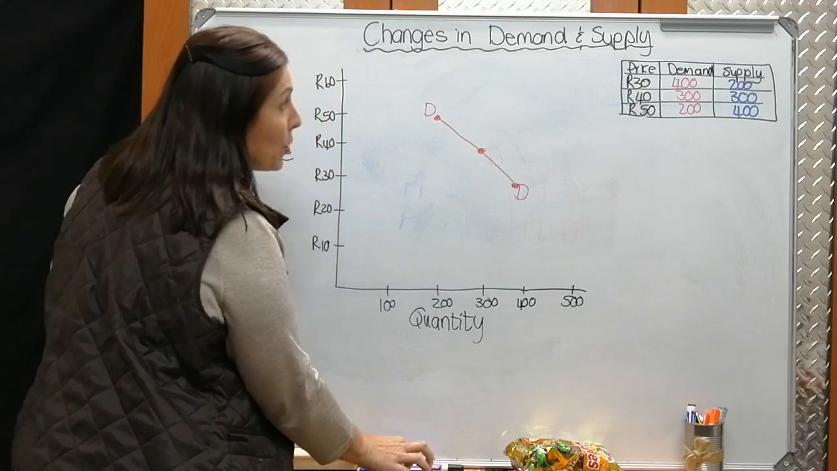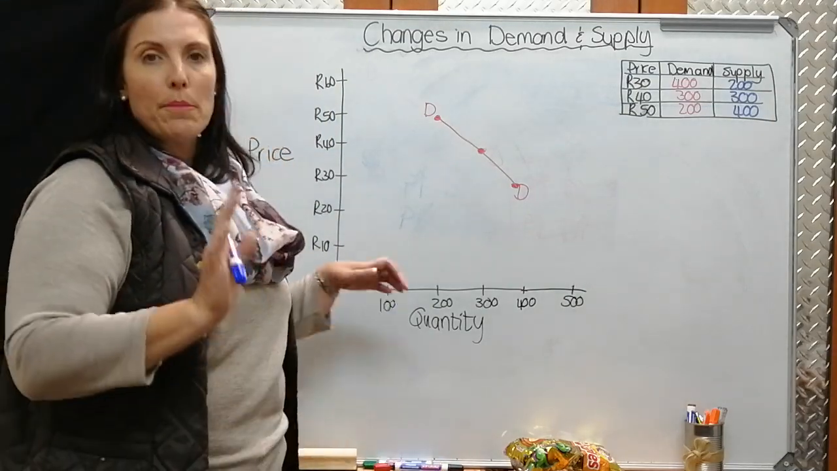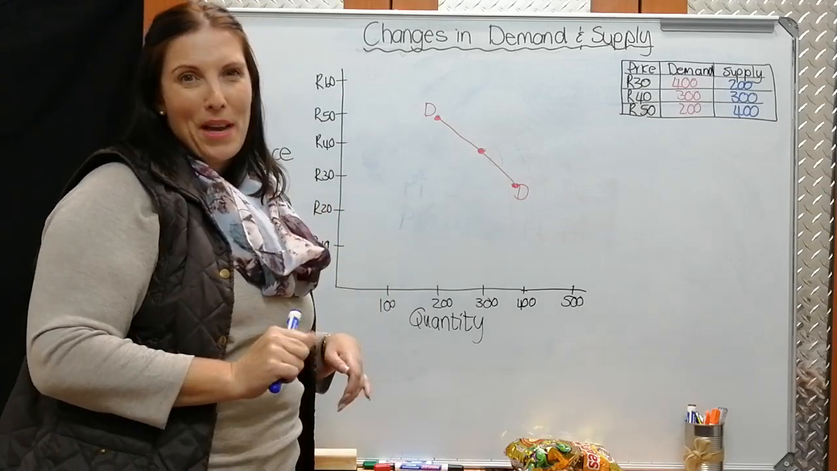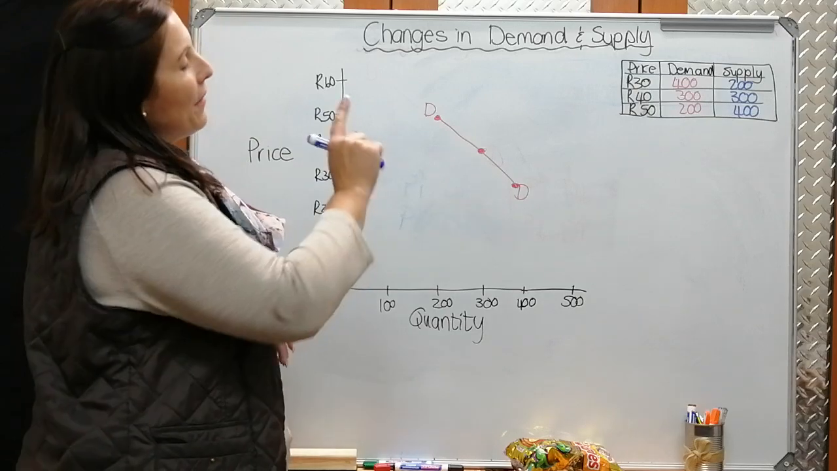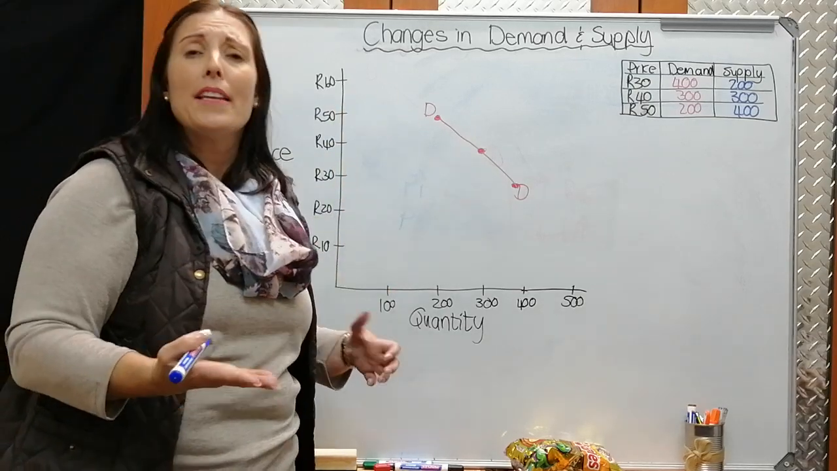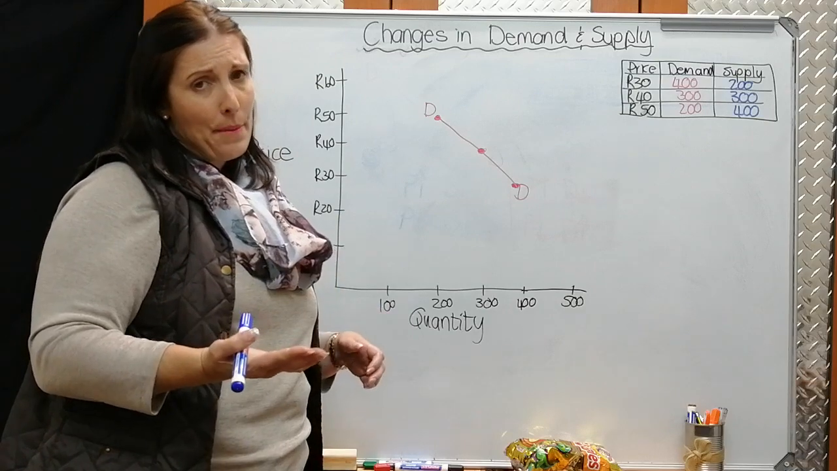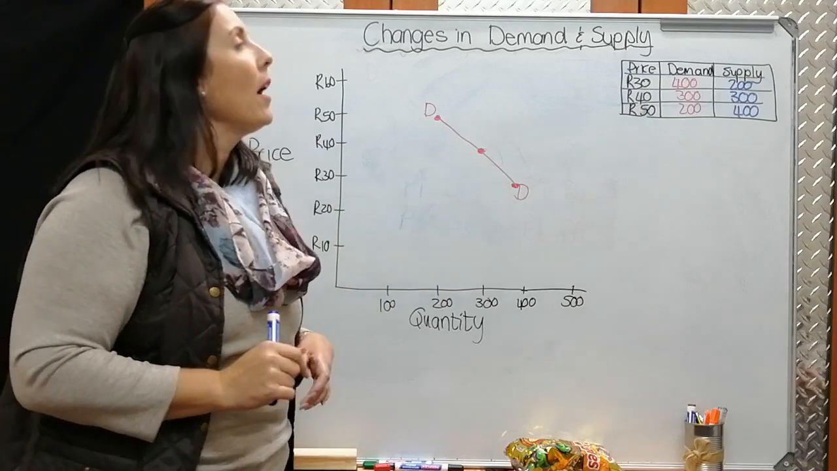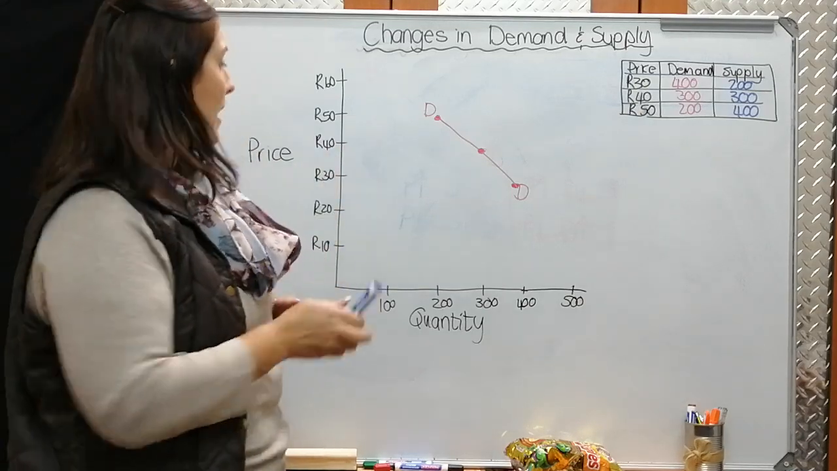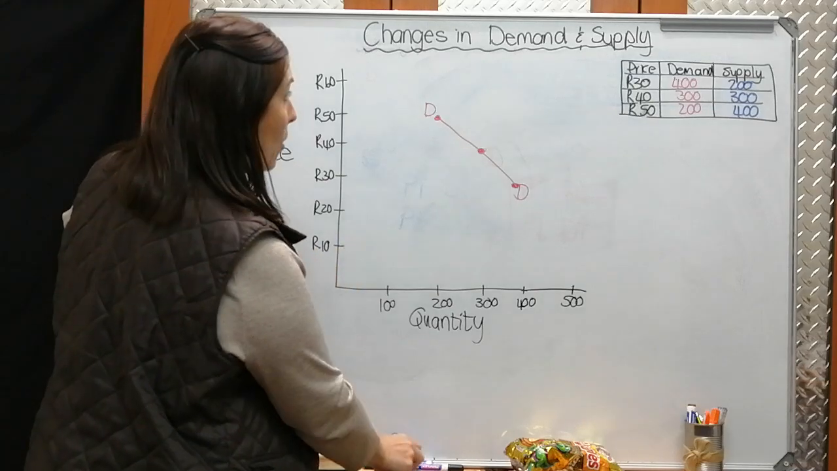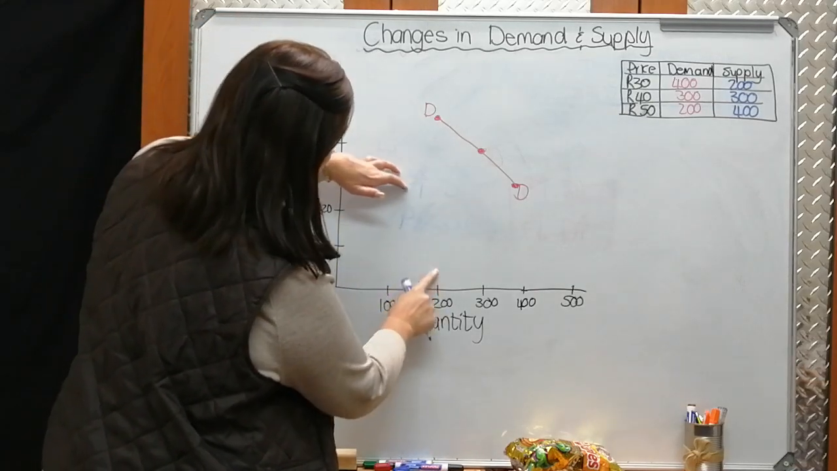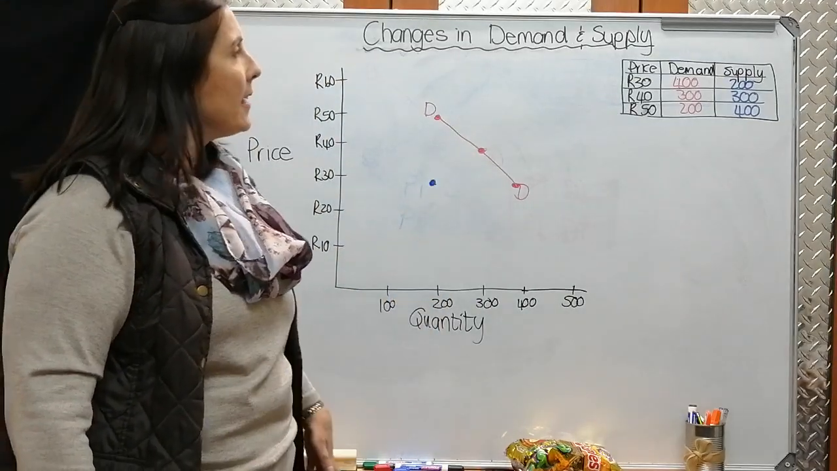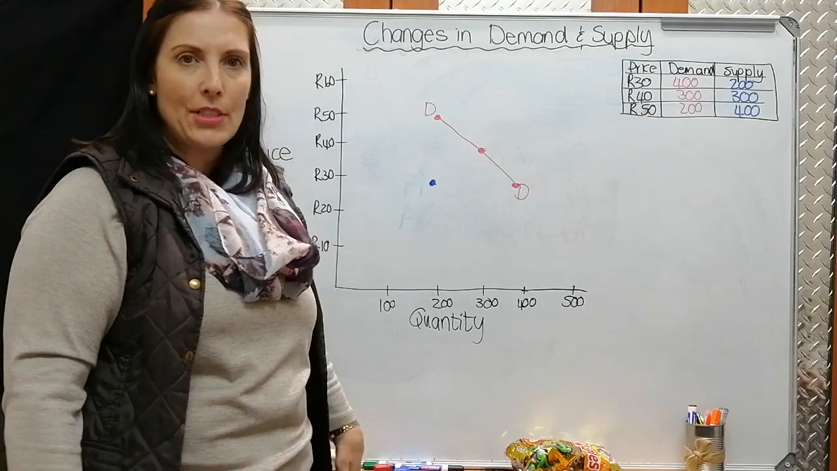Okay, so let's use the supply schedule and plot our supply curve. What are the suppliers willing to do with regards to these slices of cake? At 30 Rand, for the supplier, there's not much profit in it, so they're only willing to supply 200 slices of cake to the market. So at 30 Rand, 200, more or less over here. Then at 40 Rand, the suppliers are willing to supply 300 slices of cake.